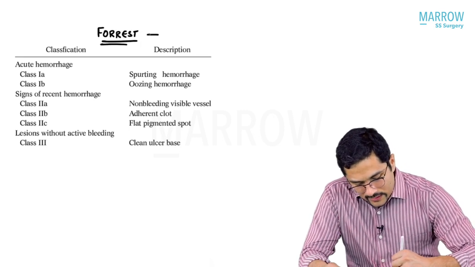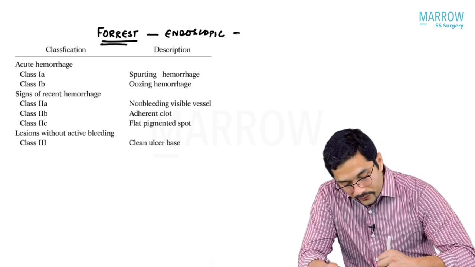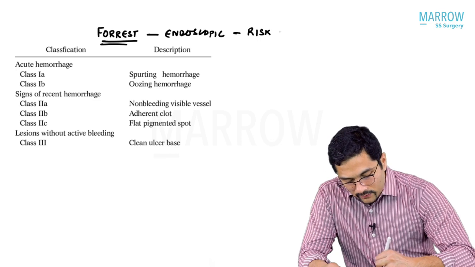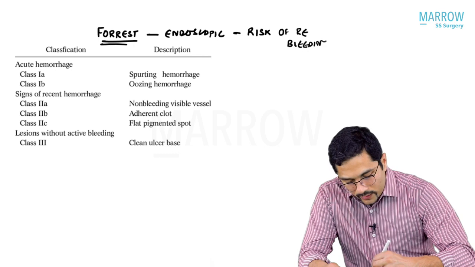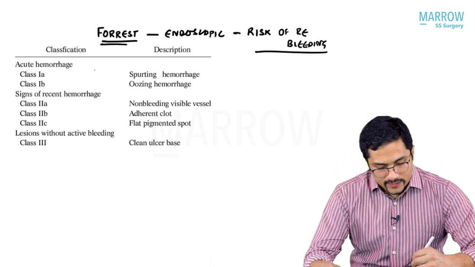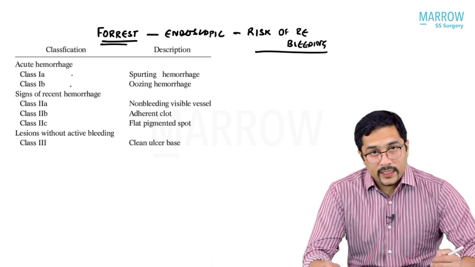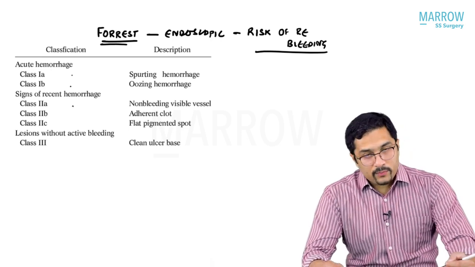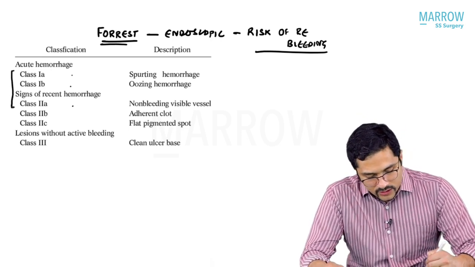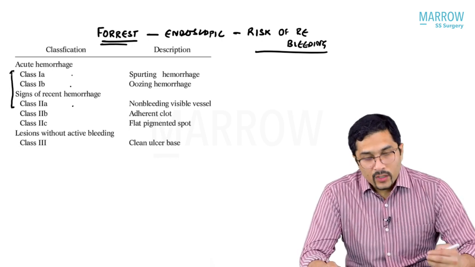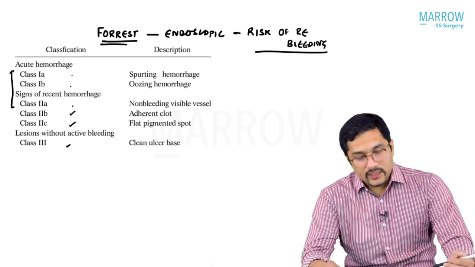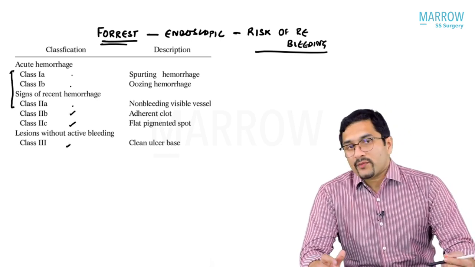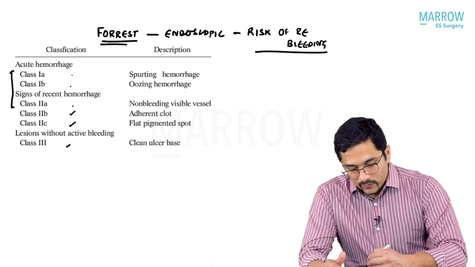This Forest classification is an endoscopic classification which tells us about the risk of rebleeding. That is what we get to know from the Forest classification. Class 1A is when you have a spurting hemorrhage or oozing hemorrhage. 2A is non-bleeding visible vessel. These 3 patients have high risk of rebleeding. 2B is an adherent clot. 2C is flat pigmented spot and 3 is a clean ulcer base. So this Forest classification you need to remember for the exam.